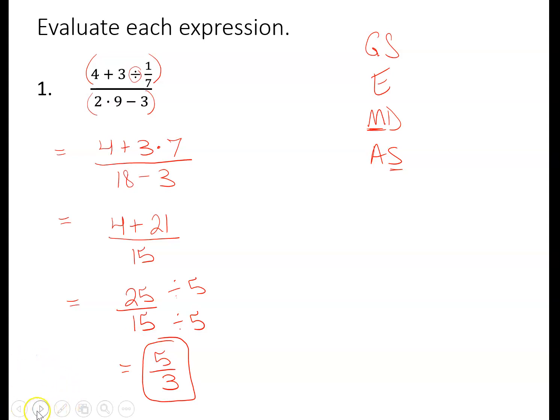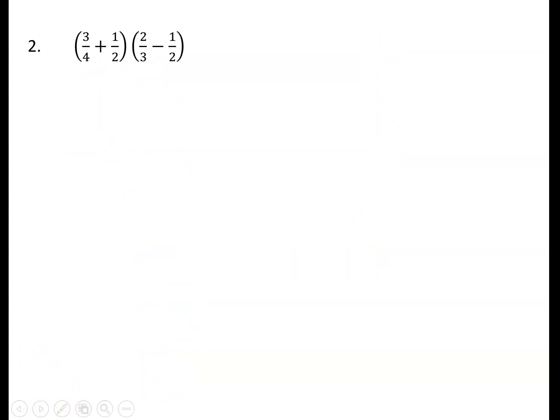Let's try another one. So this one does have grouping symbols. It has some parentheses. So we need to work inside the parentheses first. And in our first set, we've got addition of fractions. In our second set, we've got subtraction of fractions. Now remember, when you're working with fractions, addition and subtraction require an LCD. You cannot add or subtract without an LCD.